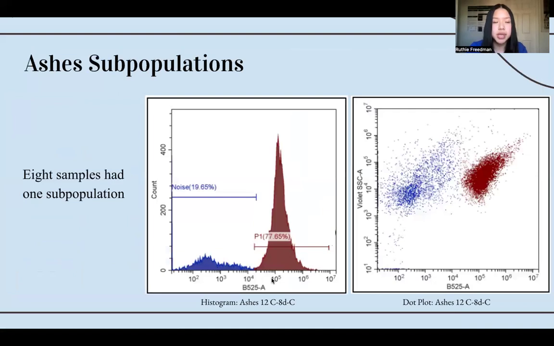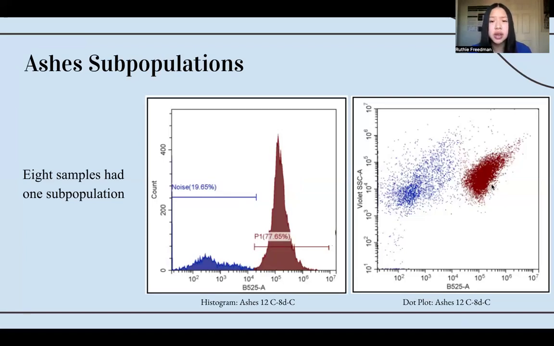So getting into the subpopulations, for Ashes, we observed 1 to 3 subpopulations across all the samples. 8 of these samples had one particular subpopulation, and you can see here on this histogram, we plotted it by count against fluorescence. This blue here is noise, and then we see this really big clear peak, and this is our first population that we were able to identify. And if you observe it here on our dot plot, we can clearly see 2 significant populations, with the red being a lot more concentrated.